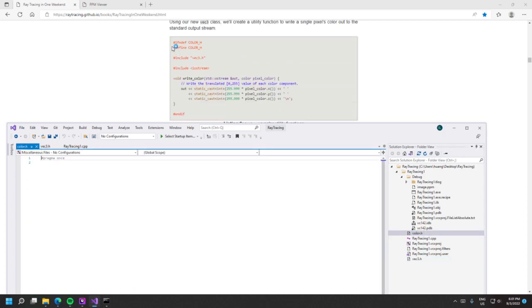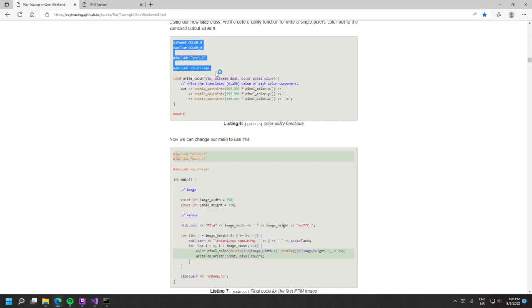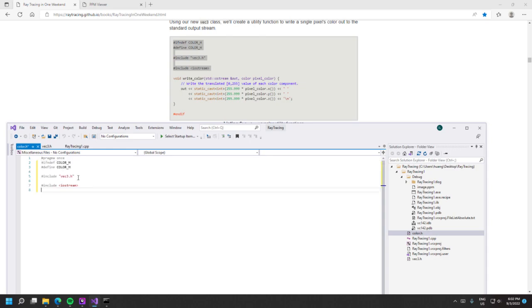Color is going to include the vec3 and the iostream. Okay, so let's just do some function declaration. Iostream. Color, pixel color. Okay, write the translated value.